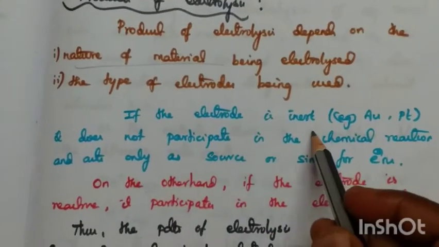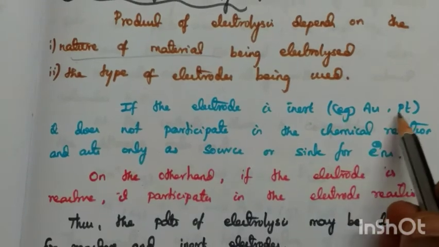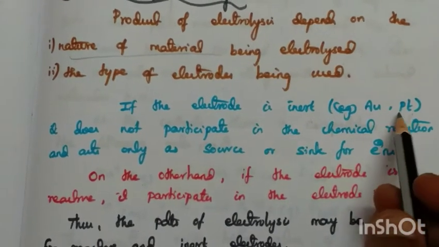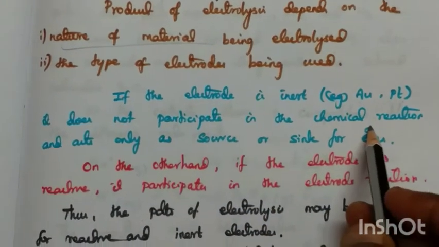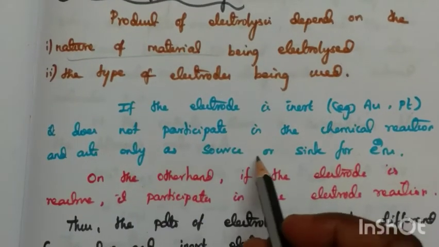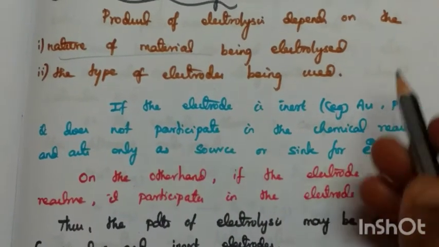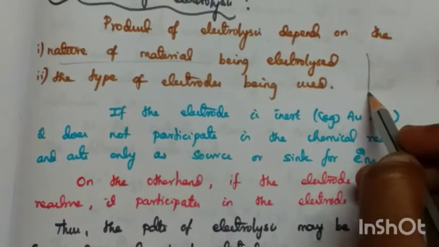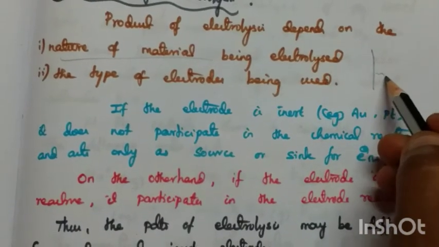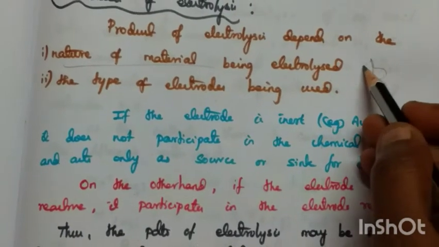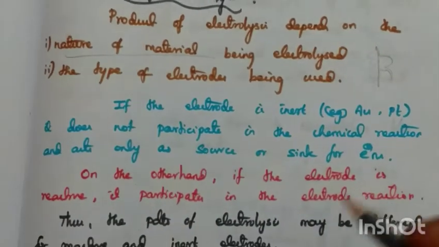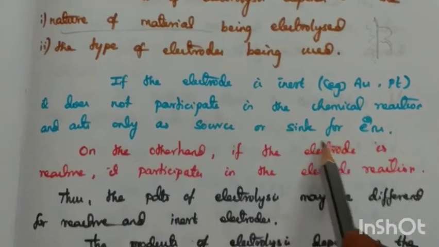If the electrode is inert, like copper, gold and platinum, it does not get involved in the chemical reaction, and only acts as a source or sink of electrons. That means, consider this is an electrode. The electrons have a tendency to deposit on these rods. So it is only used as a source and a sink for electrons.